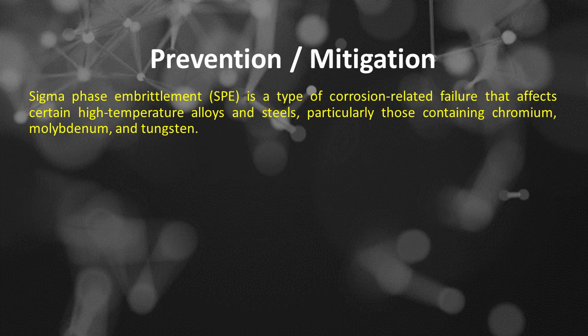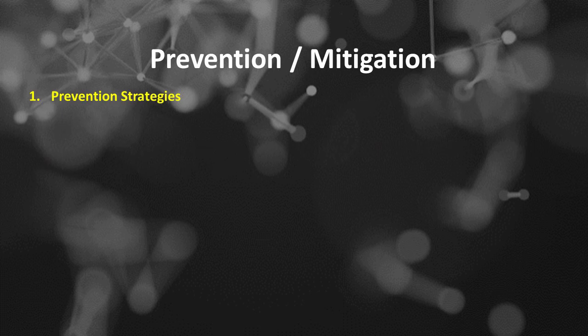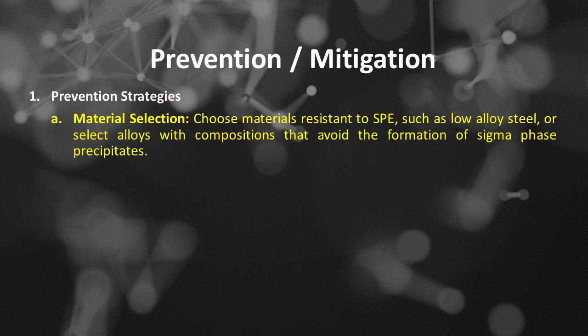those containing chromium, molybdenum, and tungsten. It's essential to prevent or mitigate this type of damage to ensure the structural integrity and lifespan of critical components. There are numerous prevention strategies that could be considered in case of sigma phase embrittlement. The first is material selection.